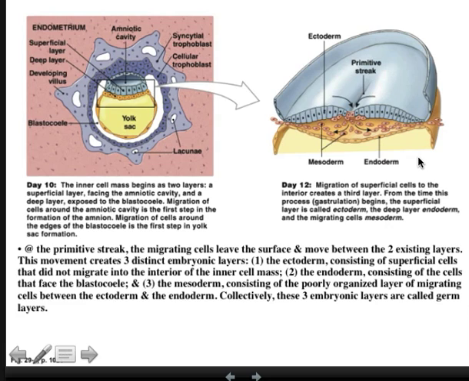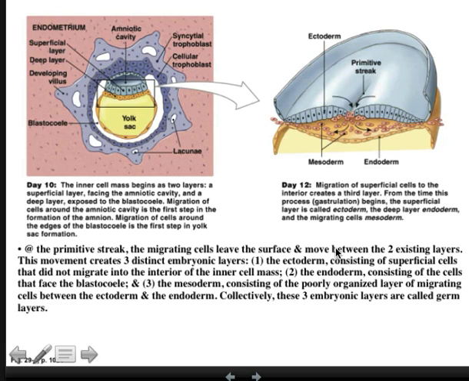but we'll see as we develop more familiar structures begin to arise. So at the primitive streak, the migrating cells leave the surface. They move between the 2 existing layers, and this creates 3 distinct embryonic layers: the ectoderm, the endoderm, and the mesoderm. The ectoderm are superficial cells that didn't migrate into the inner cell mass. The endoderm are the layers that face the blastocele, and the mesoderm are poorly organized layers of cells that migrate through the primitive streak and populate this hollow portion of the disc. So these are the 3 germ layers.